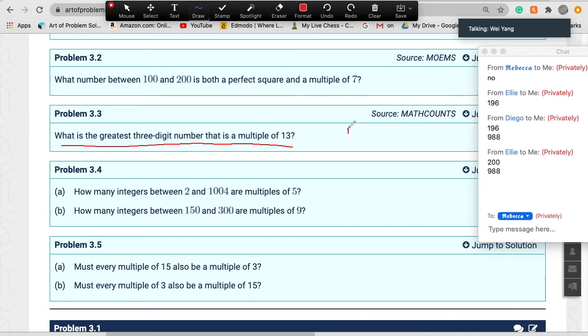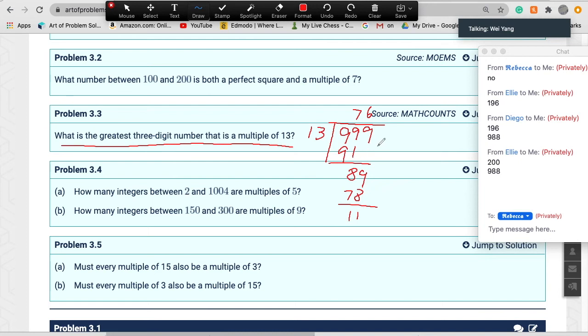To find the greatest three-digit number, that's 999, right? To find the multiple of 13, we need to use 13 divided into 999. Now let's see, we can put 7 here. We got 91, right? Then we got 89. Then we put 6 here. We got 78. You get the remainder, that's 11.